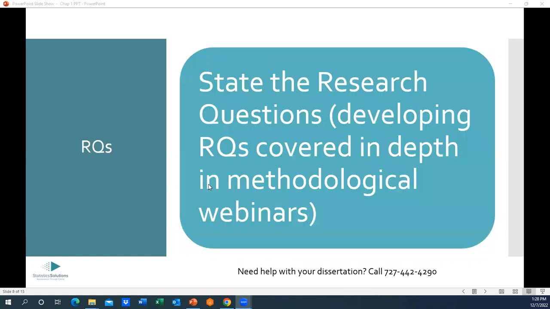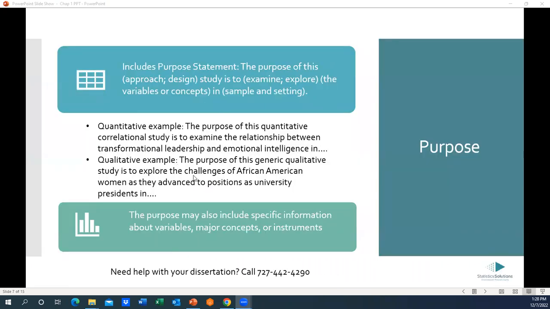So if we go back to our example for qualitative, the purpose of this study is to explore challenges of African-American women as they advance to positions as university presidents. For a conceptual framework for that, you may want to use something. Again, there may not be a theory that encompasses that. You're going to use a conceptual framework. You may want to use a framework that involves barriers or challenges to promotion or advancement, right? And maybe ones based on discrimination. Okay, so you would use those concepts instead of theories for your conceptual framework.